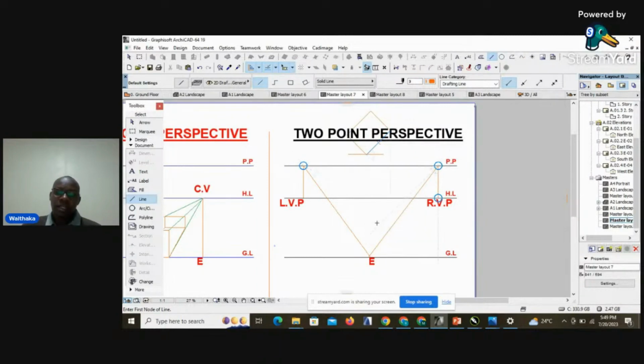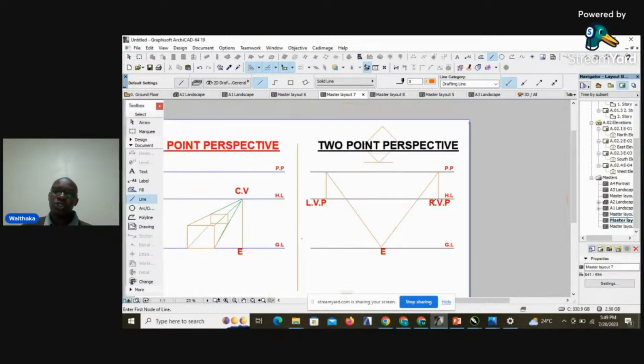So that's how we generate the vanishing points. But the vanishing point will always be positioned on the horizon level. Remember, we said the horizon level is where the eye of the observer is usually positioned. So all our vanishing points, right and left, will always be positioned on the horizon level.